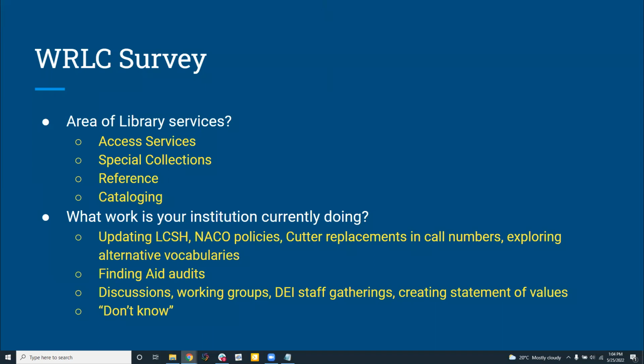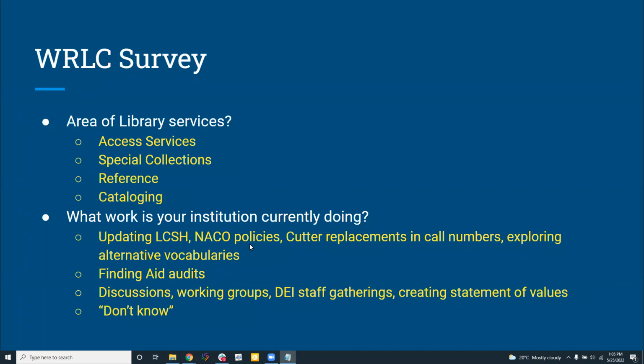In June of 2021, our group conducted a survey of WRLC staff. The staff who filled out the survey represented many different library areas, including access services, special collections, reference, cataloging, et cetera. When asked to discuss what efforts towards reparative cataloging their institutions were already doing, some people pointed to updating Library of Congress subject headings, solidifying new internal policies for name authority records, replacing offensive cutters and call numbers, and exploring more diversity-friendly vocabularies. For special collections, the work included reviewing the language in finding aids.